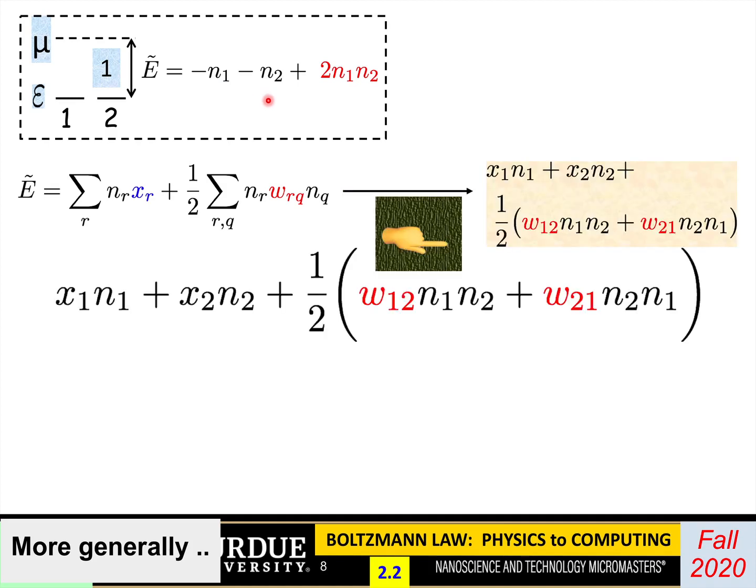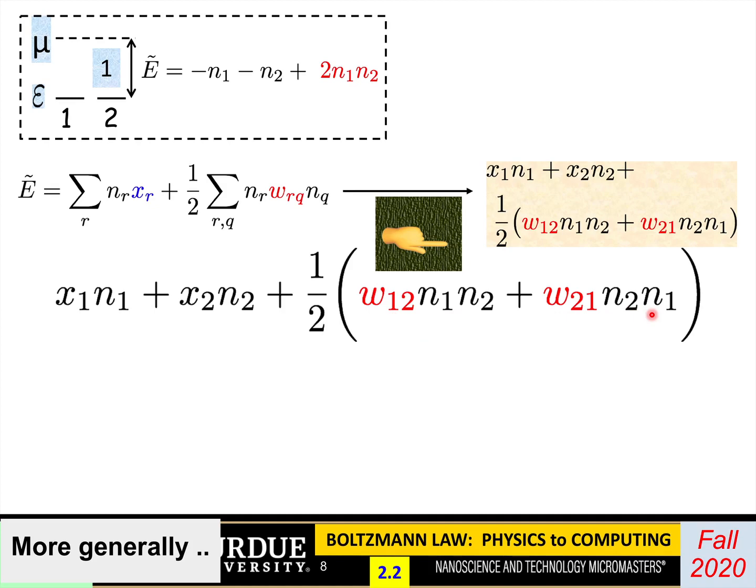So think of it this way: let's write out all the terms, assuming that there's only 2 of them. Summation over r, I could put r equals 1, so I get n1 x1, then put r equals 2, I get n2 x2. Here, with r and q, again, r can be 1 or 2, q can be 1 or 2. If I write it out, I get these terms, the w12 n1 n2, w21 n2 n1. And actually, I'd also get a w11 and a w22 in general.